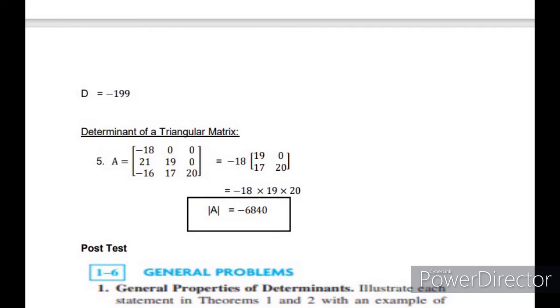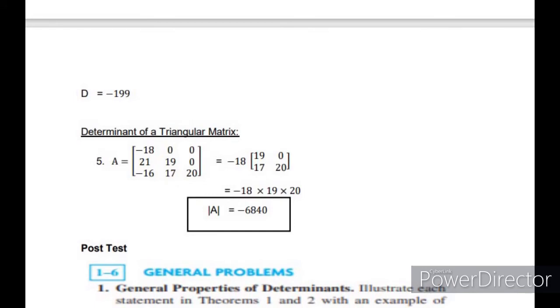Now let's go to the determinant of a triangular matrix. When you say a triangular matrix, all the elements with the value of positive or negative other than 0 form a triangular shape. So 18, 19, 20, 21, negative 16, 17, 20. So they form a right triangle matrix. That's why it is called a triangular matrix.